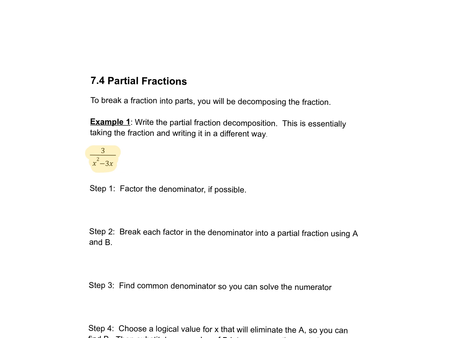So what we're going to do is what's called a partial fraction decomposition. It's essentially taking the fraction and writing it in an equivalent way, but just writing it so it looks different. Okay, so we start with 3 over x squared minus 3x. First thing that you do is you look at the denominator. Notice it says you are going to factor the denominator. We are not worried about factoring the numerator, so we do not factor the numerator.